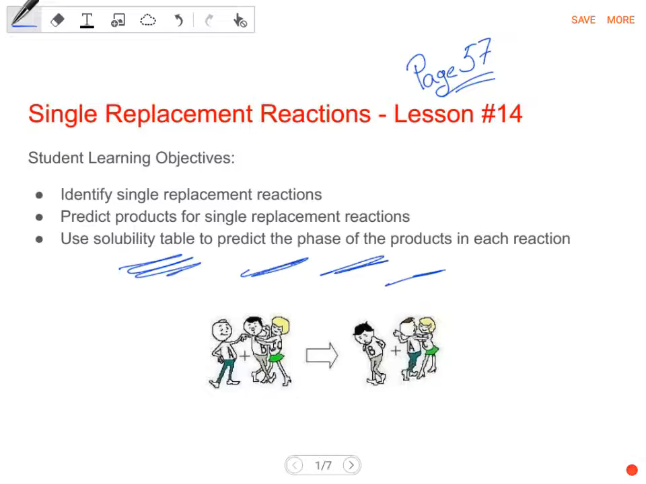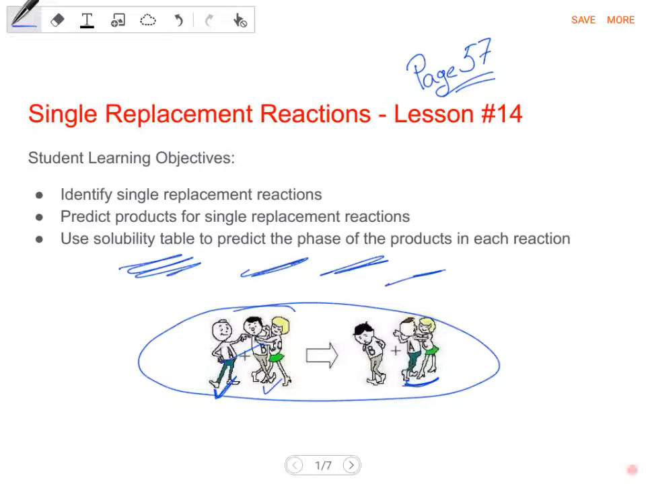I've often liked this picture down here below. It helps me remember single replacement. So basically, you have guy A, guy B, and girl C are dancing. Guy A is going to replace B. Now A and C are dancing, and B is by himself. He doesn't look too happy anymore. Anyway, that's kind of the general overview of what a single replacement reaction is.